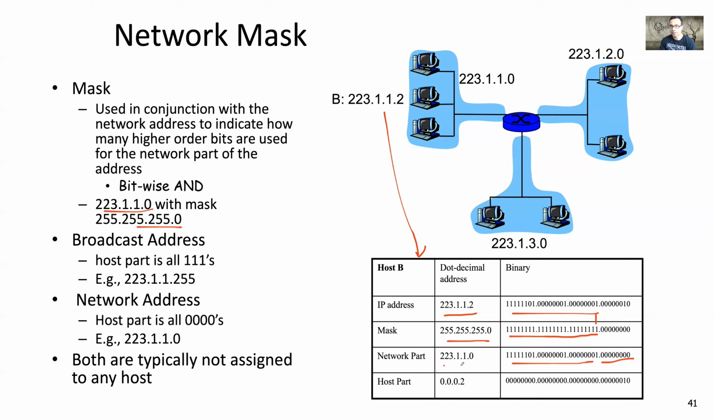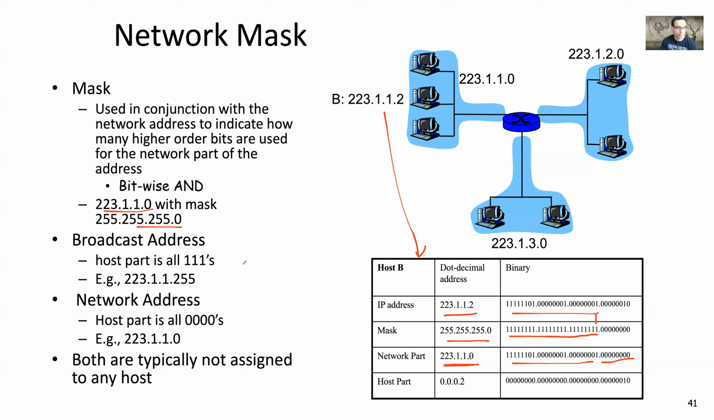So this is essentially the network part. This tells this machine that any other device on this network will have that as the network part. In this case, it's the first 24 bits. It doesn't have to be 24, mind you. This is just an example.